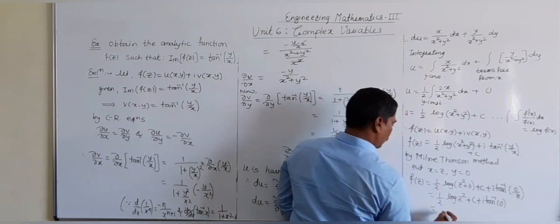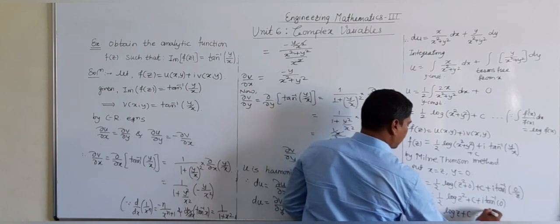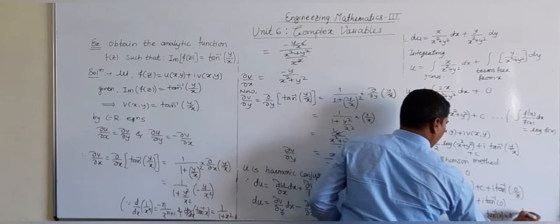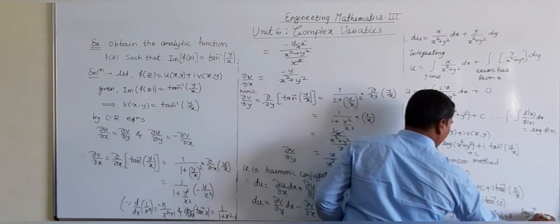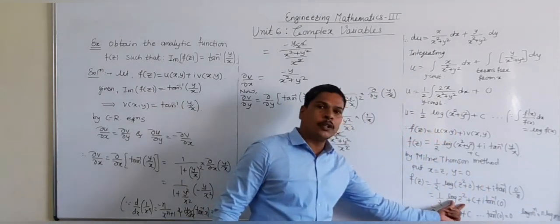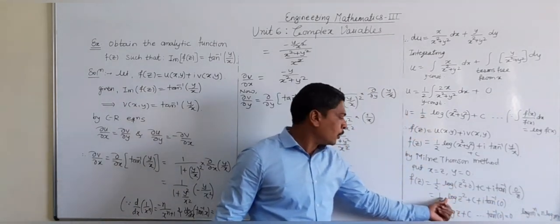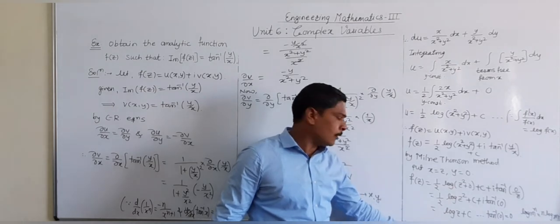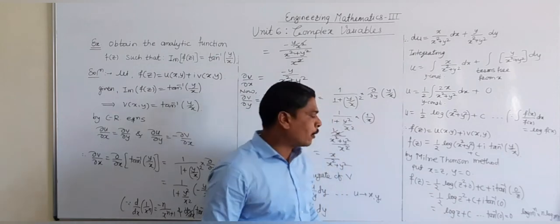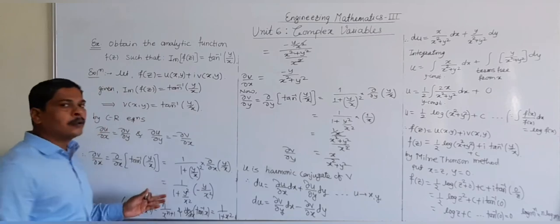So this is equal to 1 upon 2 log z square plus c, since tan inverse 0 is 0, and using log m raised to n is equal to n log m, this becomes 2 into log z. This 2 multiplied and divided by 2 gets cancelled, and log z is remaining. So the final function becomes log z plus c. This is our required analytic function f of z, which satisfies our given CR equations.